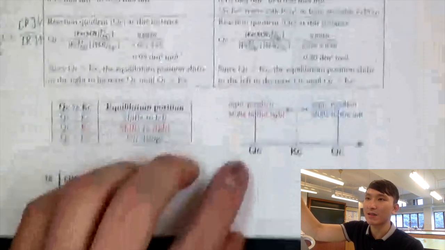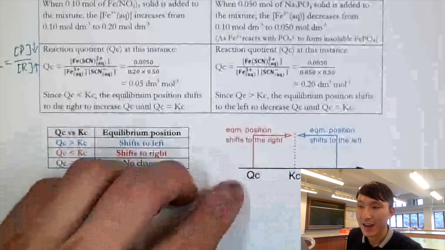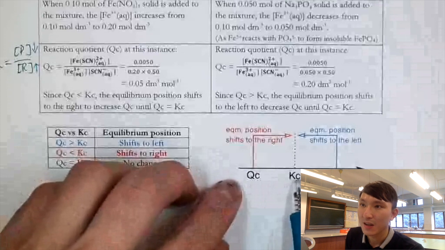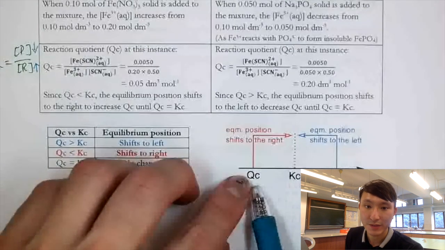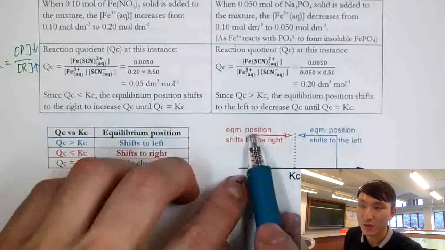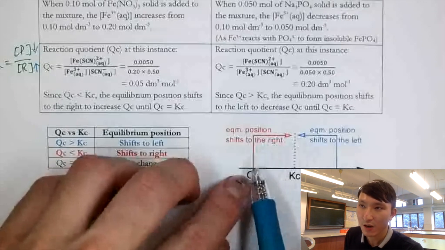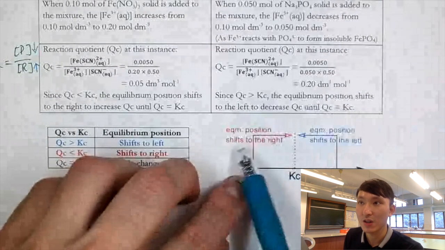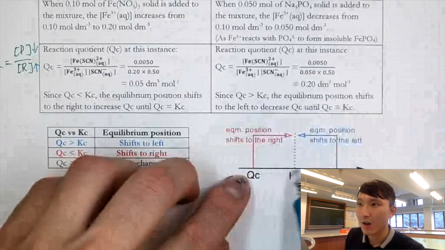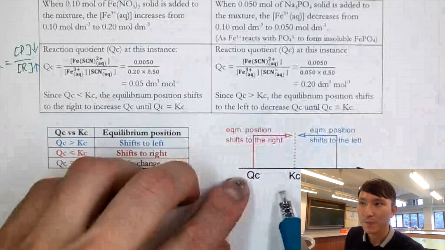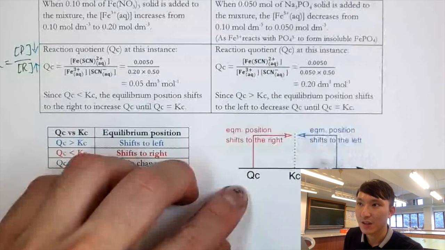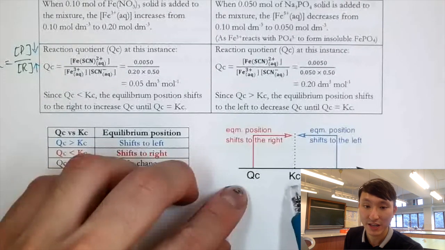Now this diagram here is very useful. It is a number line, and you know the number on the left is smaller, the number on the right is bigger. Now KC is in the middle. If QC is smaller than KC, then all we want is to achieve KC, right? So you follow the direction of this arrow, and that is pointing to the right. So that implies the equilibrium position shifts to the right, right? Now, similar idea, if QC is bigger than KC, following the direction of the arrow, the equilibrium position will shift to the left, and therefore lower the value of QC, so that QC can equal KC, right?